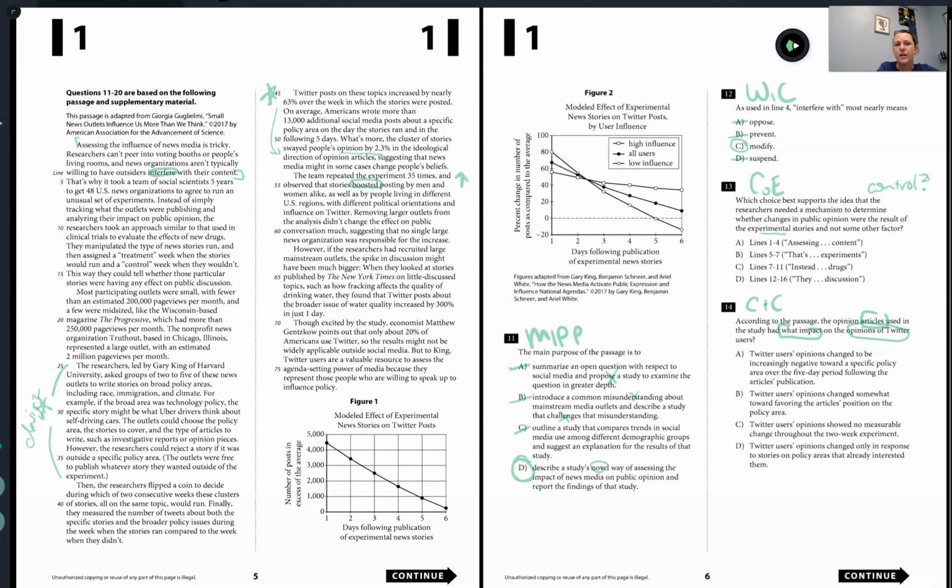Assessing the influence of news media is tricky. Researchers can't peer into voting booths or people's living rooms, and news organizations aren't typically willing to have outsiders interfere with their content. So that doesn't really talk about a change in public opinion at all, whether it's driven by the experimental stories or something else. 5 through 7. That's why it took a team of social scientists 5 years to get these organizations to agree to run an unusual set of experiments. Again, that's just discussing the possibility of an experiment, not a change in public opinion. 7 through 11.